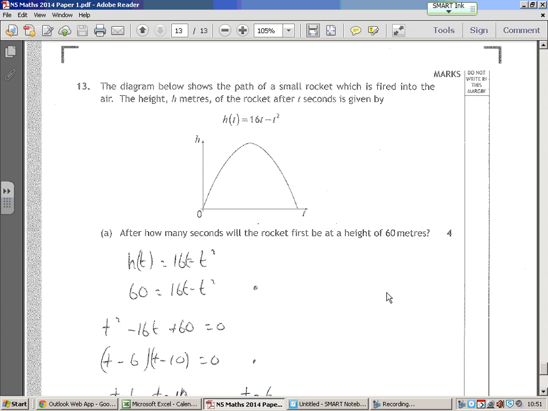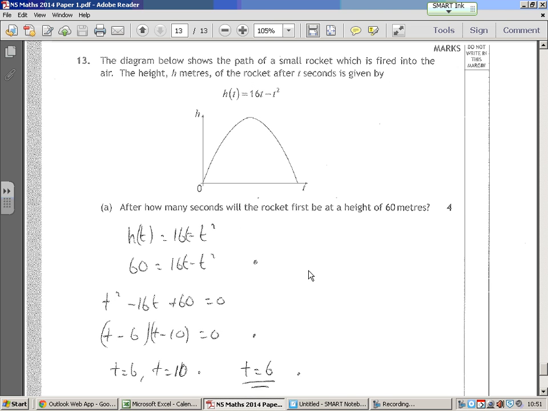Question number 13. A question that quite a few of the pupils in my school found quite difficult. So I'll go for this one. The diagram below shows the path of a small rocket which is fired into the air. The height h meters of the rocket after t seconds is given by this. After how many seconds will a rocket first be a height of 60 meters?